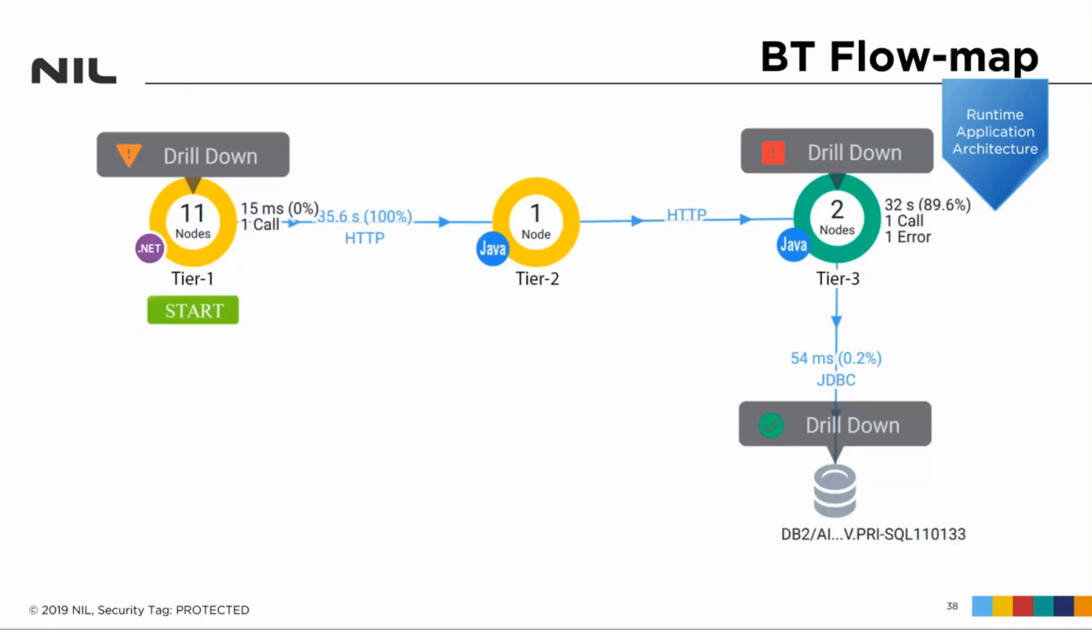For example, we can see that the call from the .NET node was executed in 35 seconds. Going down to the database, we can see that database performs normally. It's just 54 milliseconds, which is 0.2% of the overall transaction. And above, we can see a Java node which consumed 32 seconds to execute. To debug further, we can do a drill down inside this node.